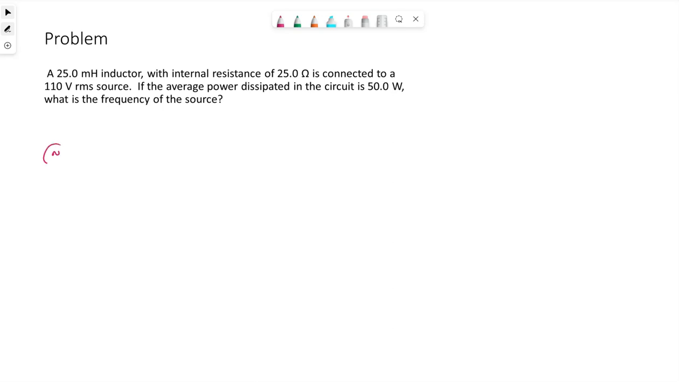All right, so we have an alternating source that has an inductor and a resistor. Now I know it's just an inductor, but we can account for the internal resistance as if it were a resistor. Inductor is 25 millihenries. Our source is 110 volts RMS. Average power dissipated, that's going to be for the resistor. Dissipated meaning leaving the circuit. All right, so we know that's 50 watts.